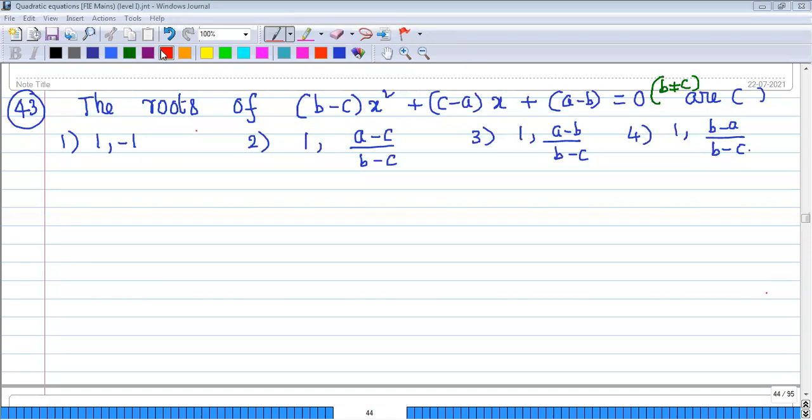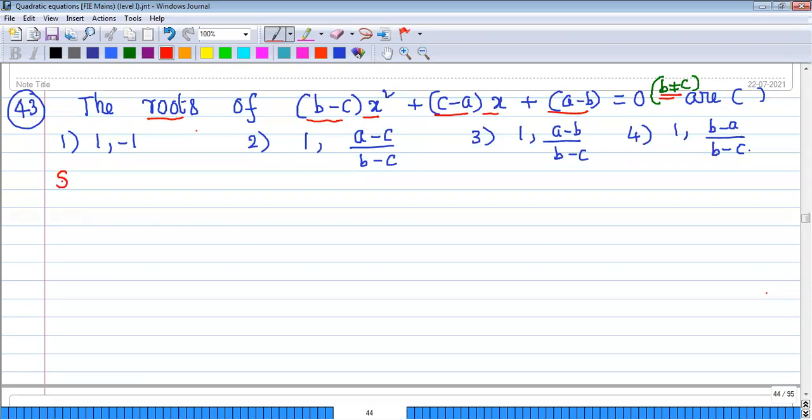Find the roots of (b minus c)x square plus (c minus a)x plus (a minus b) is equal to 0, where b does not equal c. So we need to discuss this one.